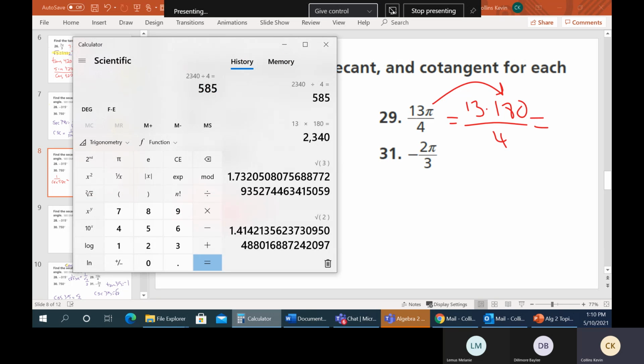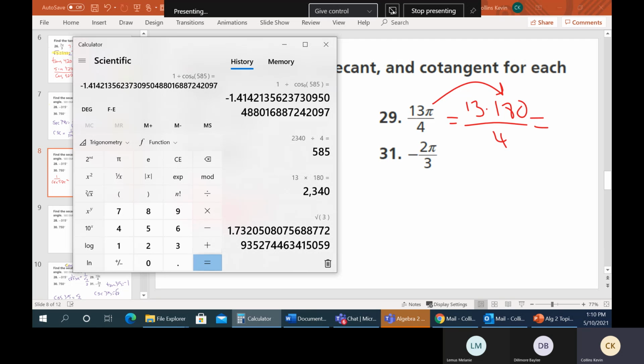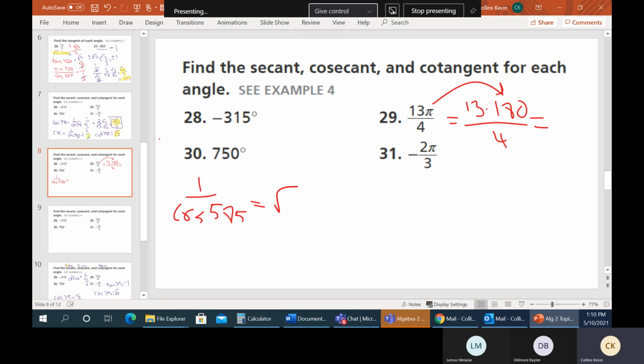So we're going to go 1 divided by 585, and we're going to do the cosine. So that's going to be the negative square root of 2 over 2. And then when we put it over, we get negative the square root of 0.414, which we figured out a little bit ago is the square root of 2. So this guy is just going to be the square root of 2. Okay? So that's secant.